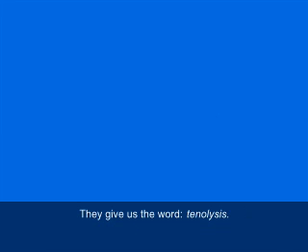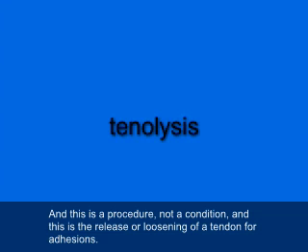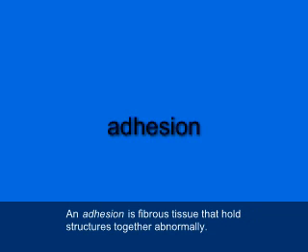Okay, the next term we have to talk about is confusing again because of the double meaning of the suffix elysis or lysis. They give us the word tenolysis, and this is a procedure, not a condition, and this is the release or loosening of a tendon from adhesions. An adhesion is fibrous tissue that holds structures together abnormally.